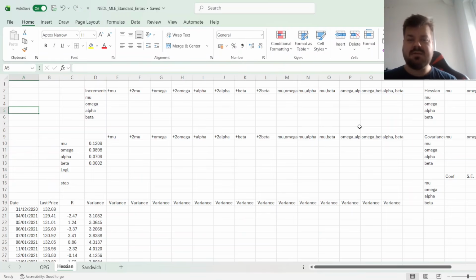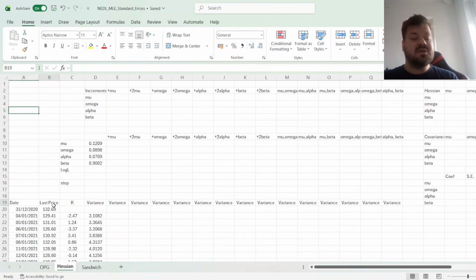The Hessian matrix is an object in mathematics and statistics in general, which essentially is the matrix of second partial derivatives of a function. And today we are applying it to the log likelihood function. The example I'll showcase it on is the GARCH model. Obviously this works for any model with maximum likelihood estimation. However, the GARCH model is quite a common maximum likelihood model in finance.